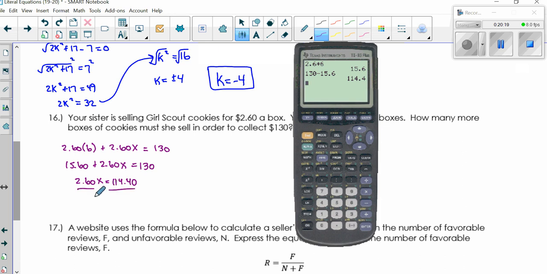Divide both of these by 2.60. So let's see, divided by 2.60, and I get x equals 44. That's talking about boxes of cookies, so I'm just going to say 44 boxes.